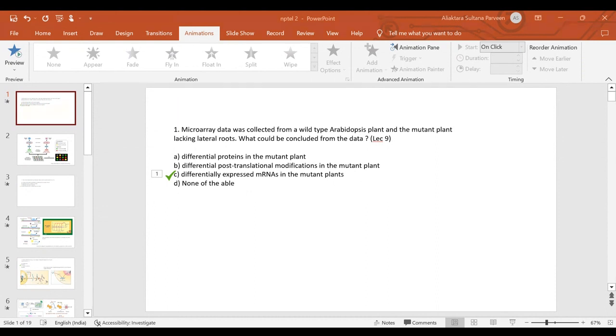Microarray data was collected from a wild-type Arabidopsis plant. If you're new to this class, you should know that Arabidopsis is the model plant. And a mutant plant lacking lateral roots. So here they're talking about two kinds of plants. One is the wild type, and the other is the mutant, which lacks the lateral roots. They're asking what could be concluded from the data.